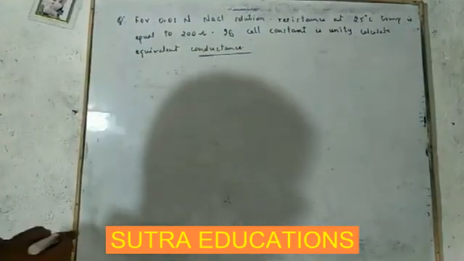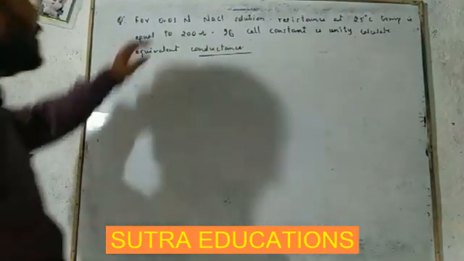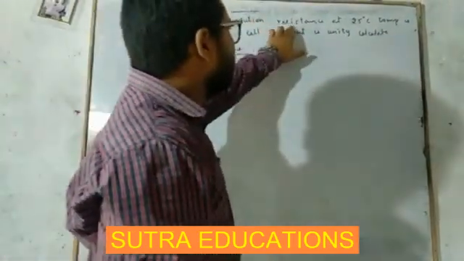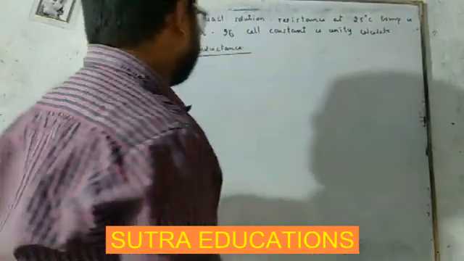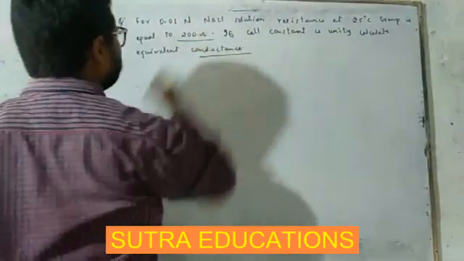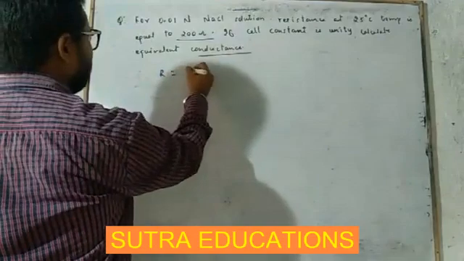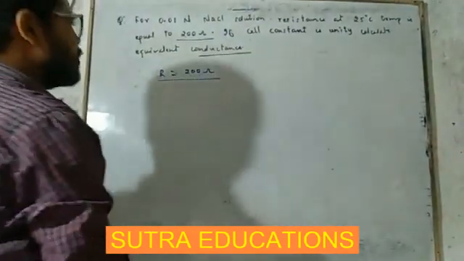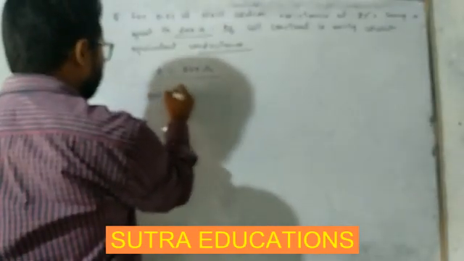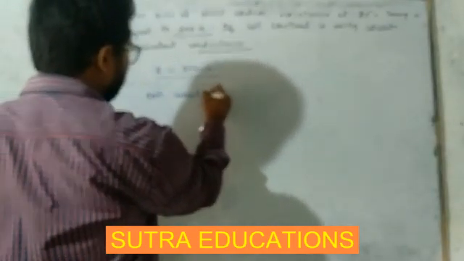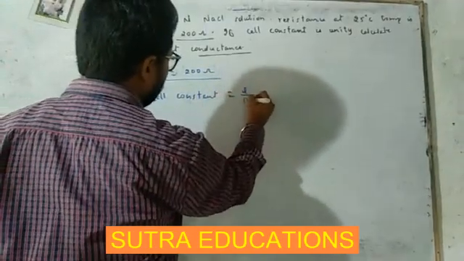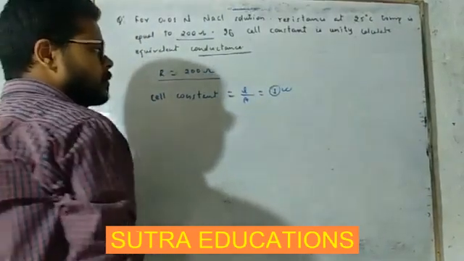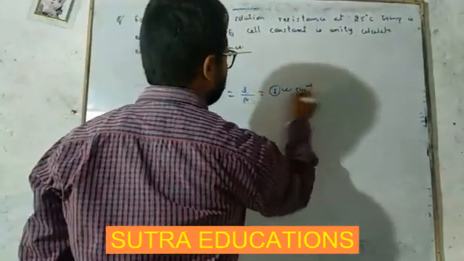Okay, question is for 0.01 normality, capital N, NaCl solution, resistance at 25 degrees Celsius is equal to 200 ohm. We have given resistance R is equal to 200 ohm. If cell constant is unity, you know cell constant, I have told you cell constant is L by A, and in this case it is coming out to be unity. So it is 1 cm inverse.